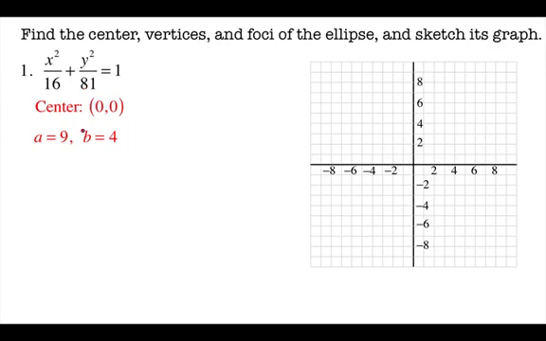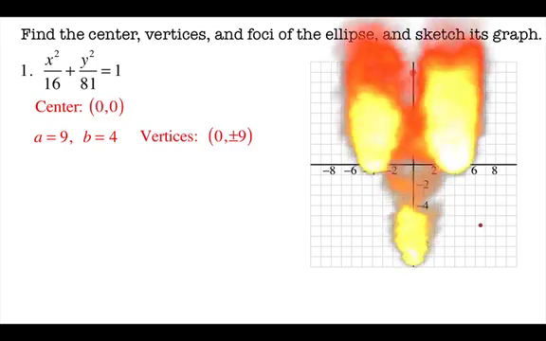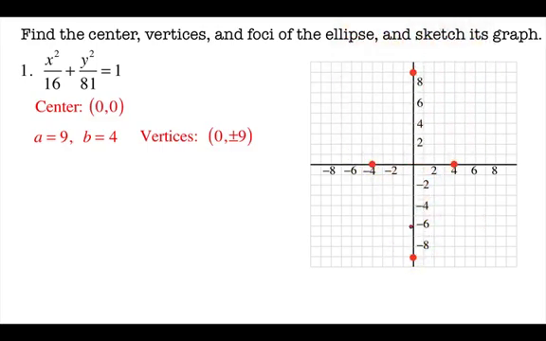And notice that the major axis is vertical, and the b is equal to 4. So that's why the vertices are (0, plus or minus 9), which you're going to see right here. So here are your vertices, and these are your co-vertices. And again, how do we get these numbers? From the center, you're going to travel 9 up and 9 down, and to come up with the co-vertices, 4 to the right and 4 to the left.